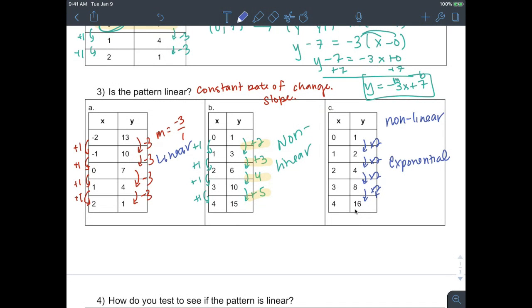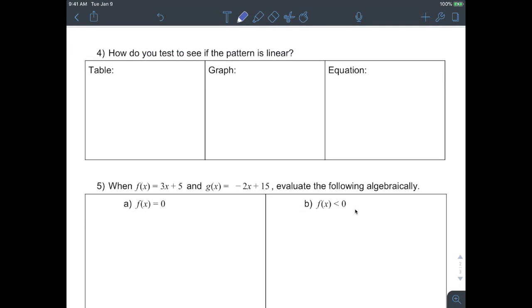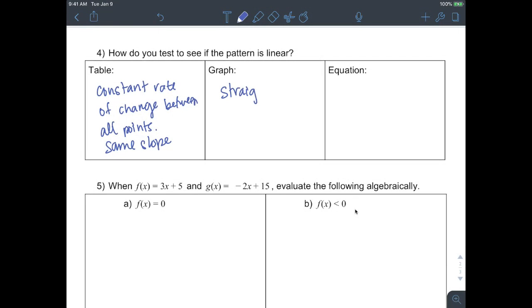So constant rate of change. All right, so how can you test if a pattern is linear from a table? You have to test to make sure that there is a constant rate of change between the points, between all points. So the same slope all the time. For a graph, it's a straight line, which means that it has a constant slope. For an equation, it has two variables, both raised to the first power.